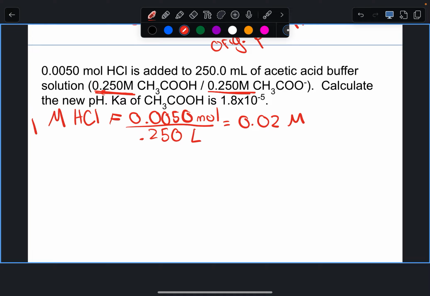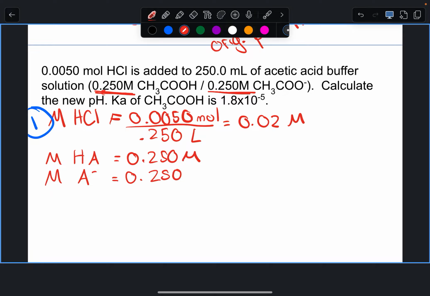This is step 1. Let me do that in blue so it's clear. Okay, so we found the new molarities of everything. If you want to write down the other two, that's fine as well. So like the molarity of the HA, the CH3COOH, that's 0.250. And the molarity of the A minus, 0.250. Okay, so this is step 1.